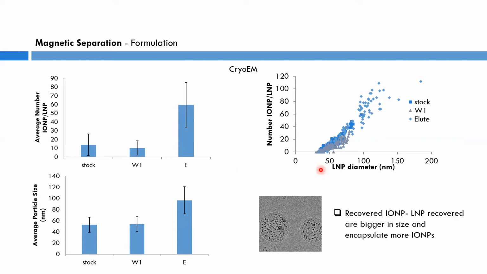And this is because there is a correlation between LNP diameter and the number of iron oxide incorporated in each LNP. This first magnetic separation allows us, therefore, to recover a kind of homogeneous formulation, which is composed of slightly bigger particles, which incorporate up to 50 iron oxide per LNP in their core.